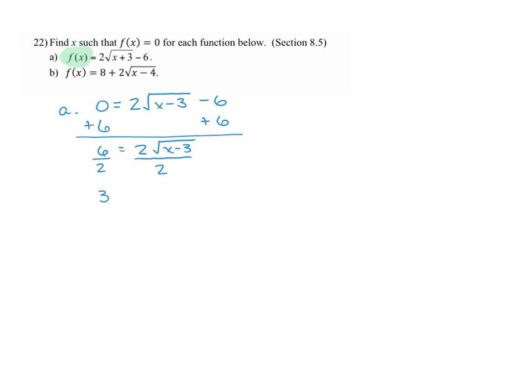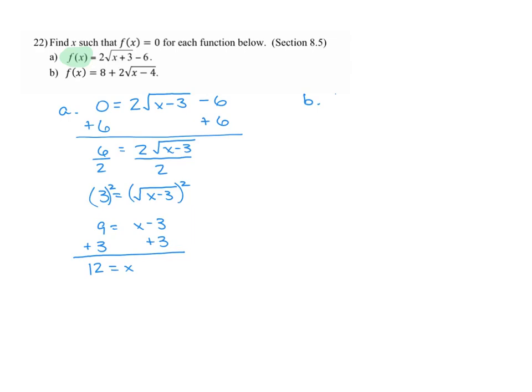We get 3 equals the square root of x minus 3. To get rid of the square root, I square both sides, and we add 3 to both sides to get x by itself. So we get x equals 12. And we're done.